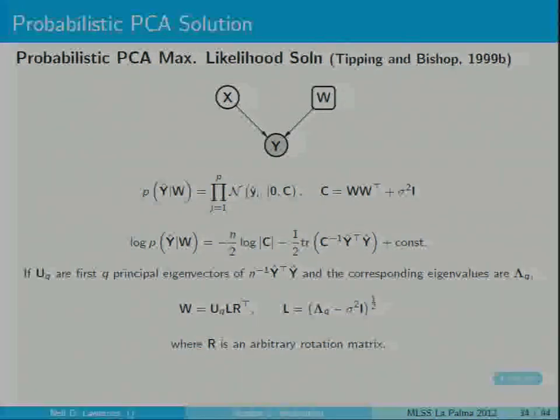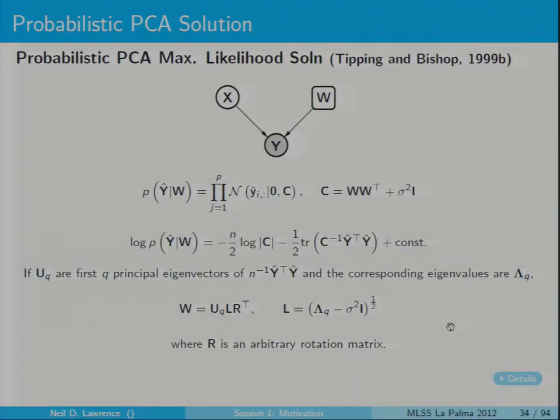So if C is that covariance, then the log likelihood is given like this. This is a way you can rewrite the argument of the exponential in the Gaussian. You can turn it into this trace of the inverse covariance times y transpose y. And the reason for doing that is that that guy there is the covariance. And it turns out that the maximum likelihood solution is given by the eigenvalues of that covariance.